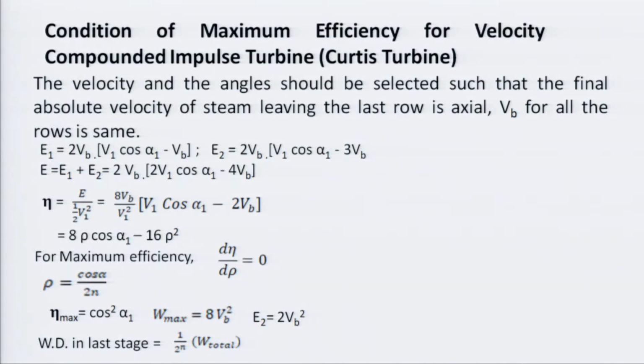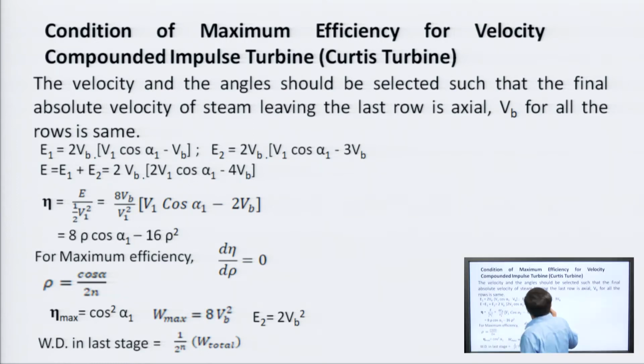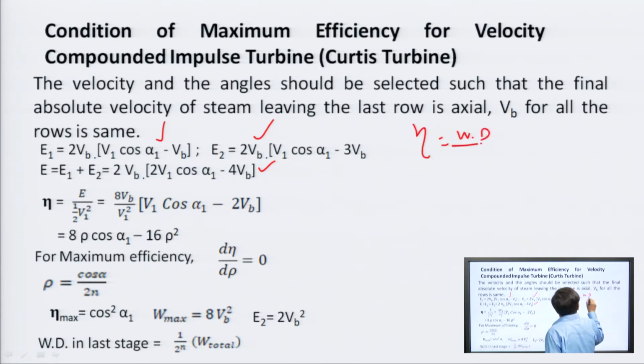Now, we come to here similarly, what is the condition for maximum efficiency for a velocity compounded impulse turbine? Same thing is going to be there. For the first row we find out the energy transfer, and for the second row we find out the energy transfer. Total energy transfer, or total work done, is going to be this one. Now, efficiency is nothing but the work done upon energy supplied.